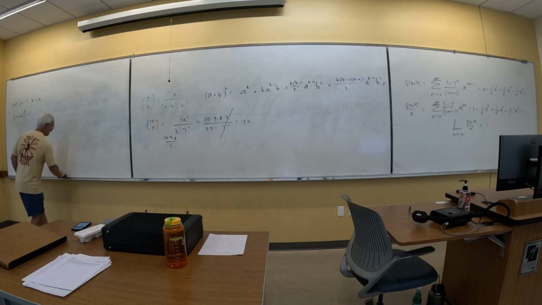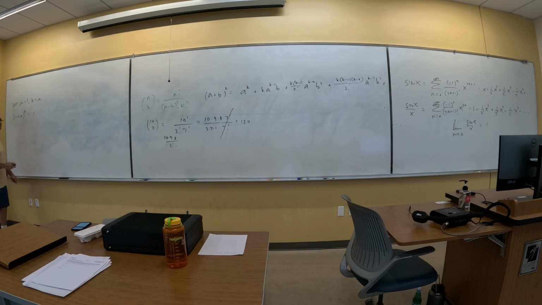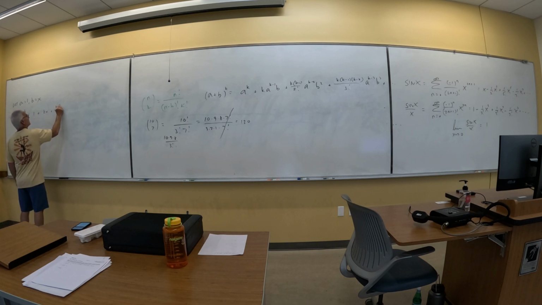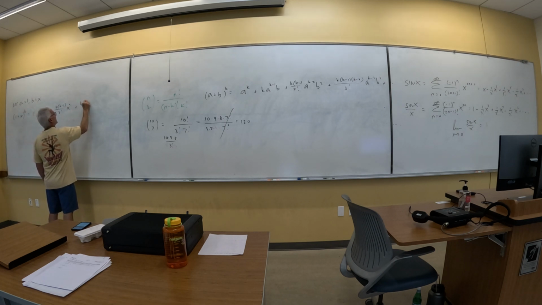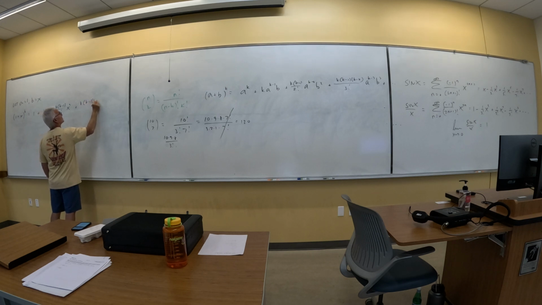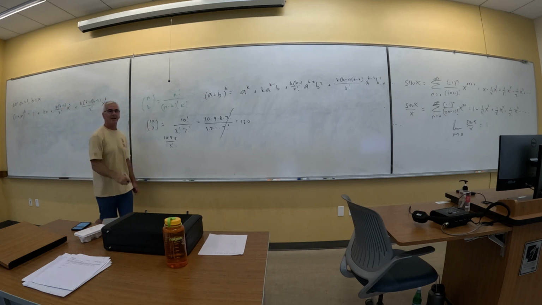What would it be? Well, if a is now 1, that's just going to be 1, right? And then what's the next one going to be? k times 1 times x. Pretty sure that's kx. And then the next one's going to be k times k minus 1 over 2 factorial times x squared. And then k times k minus 1 times k minus 2 over 3 factorial times x cubed. And this is going to go on and on and on.